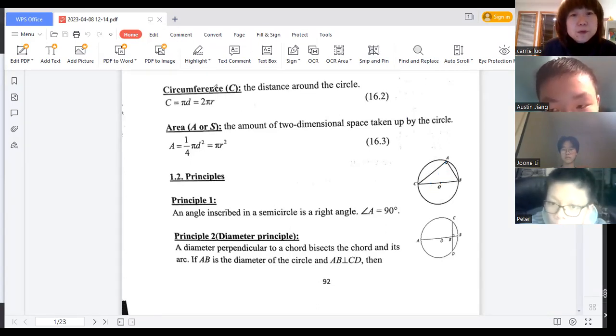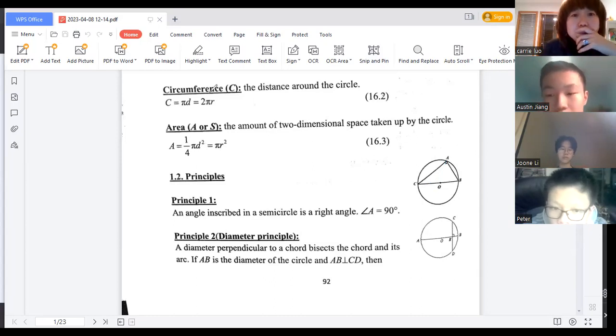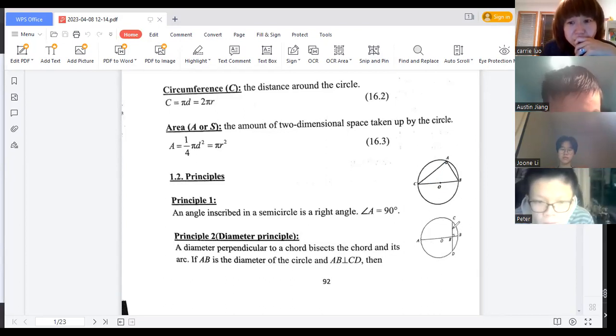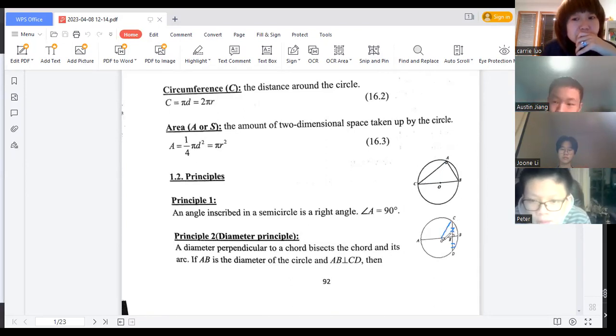Okay, so now let's take a look at principle 2. Diameter principle. A diameter perpendicular to a chord bisects the chord and its arc. If AB is the diameter of the circle and AB perpendicular to CD. Okay? 这里有一条直角，对不对？然后呢，有一条直径。那么 CD 是垂直于 AB 的，在这个 E 上面，对不对？Okay, so we know CE also equals ED. Get it? Okay, and everybody, if you connected OC and OD, it is an isosceles triangle again. Get it?